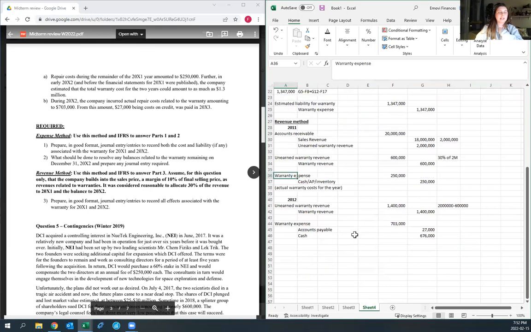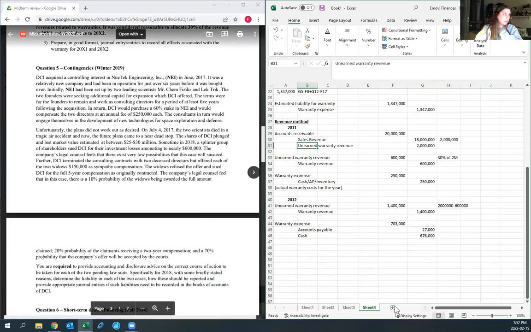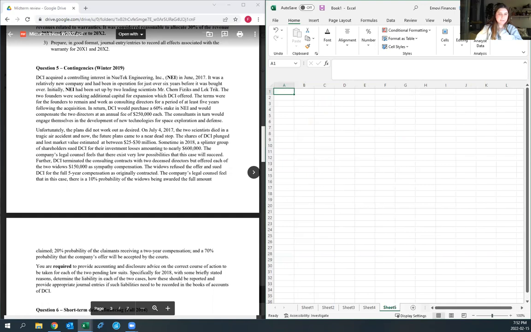There could be a balance, I guess, in the unearned warranty revenue, but technically it's not linked. The amounts that you recognize each time are not linked to the amounts of warranty expense, so you should be okay. And that's it for question 4. For question 5, contingencies.